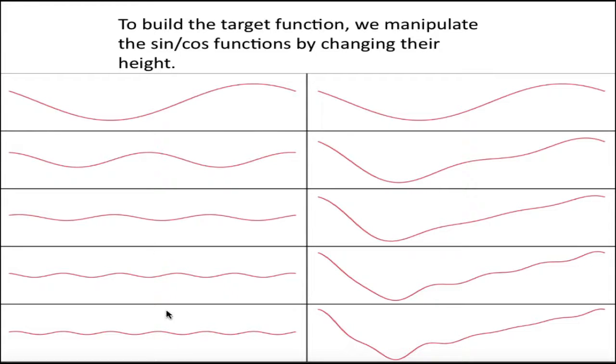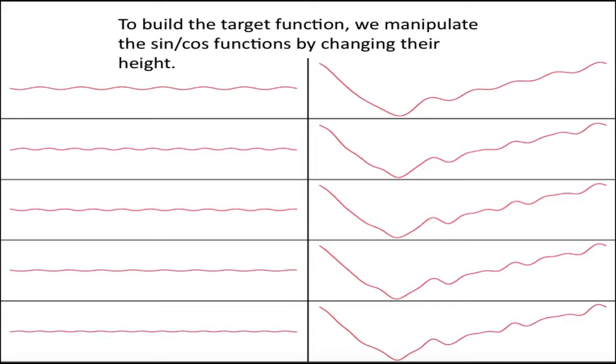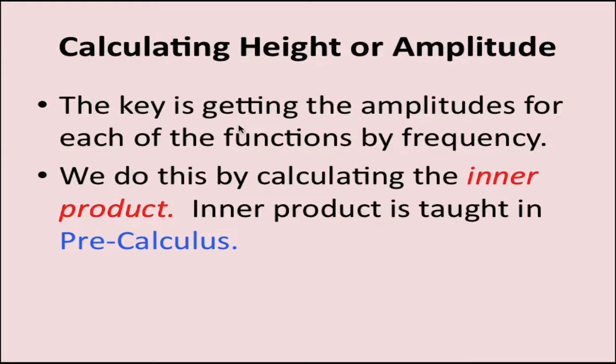Okay, so again, this is repeating what we already showed, except notice that what we're doing is we manipulate the sine and cosine functions by changing their height. If you notice how the heights here vary as we go down, the amplitudes vary. So this is really, we already saw this. Okay, so now how do we get the amplitudes to vary?